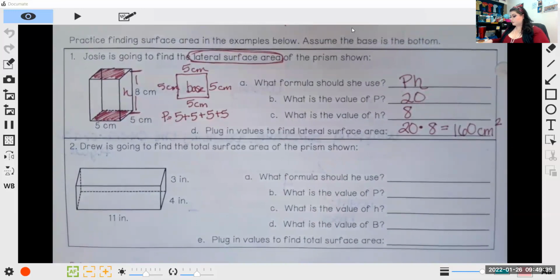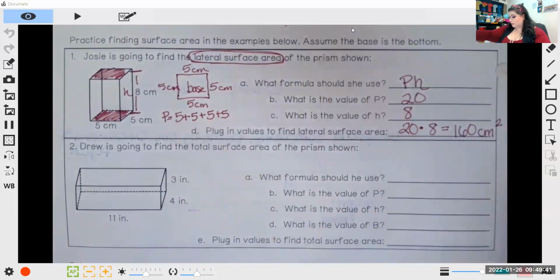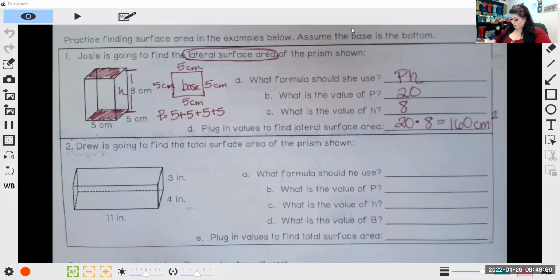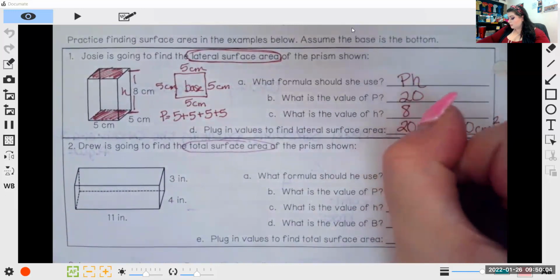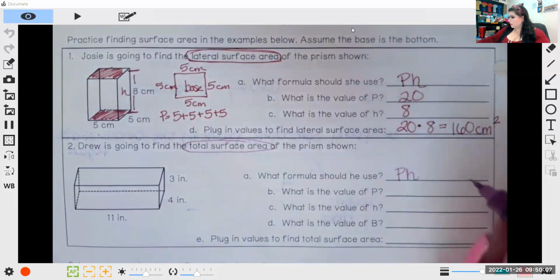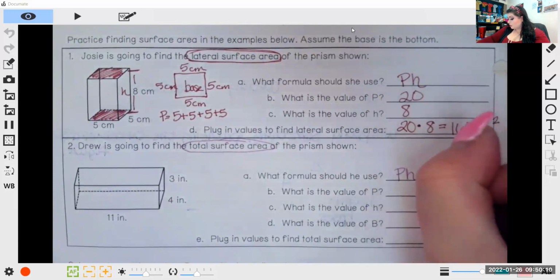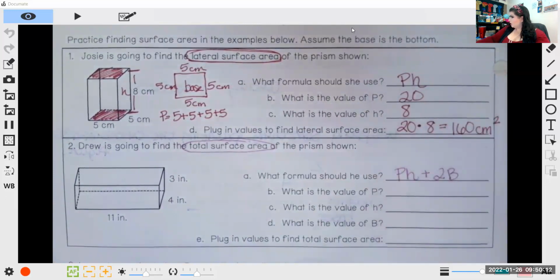You may pause the video to ask any potential questions. Okay, so I'm going to move forward, and now let's talk about Drew. Drew is going to find the total surface area of the prism. So remember, the formula for total is P times H plus 2 big B: perimeter times height plus 2 times the area of the base.